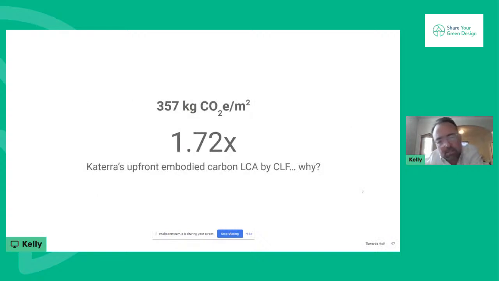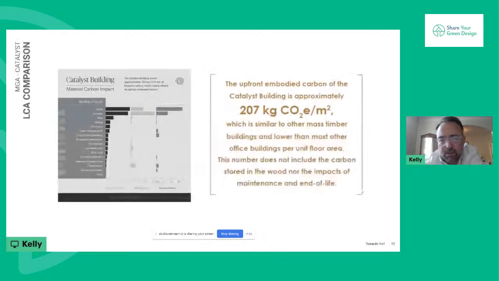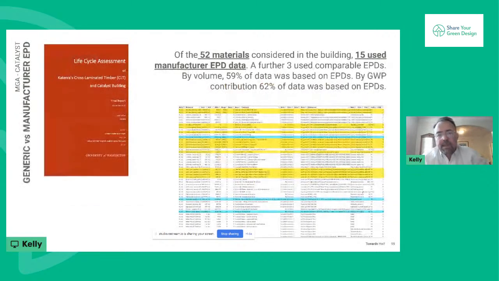This came out from one student saying, "Kelly, my project is almost twice what was done by the Carbon Leadership Forum for the same project two years ago. What am I doing wrong?" And I'm like, I don't think you're doing anything wrong. Go back and look at what they're basing their assumptions on. So here you can see in 2019, the building was 207 kilograms per square meter, done by the who's who of the embodied carbon world. And in digging into it, what she found is that the vast majority of the EPDs were generics.